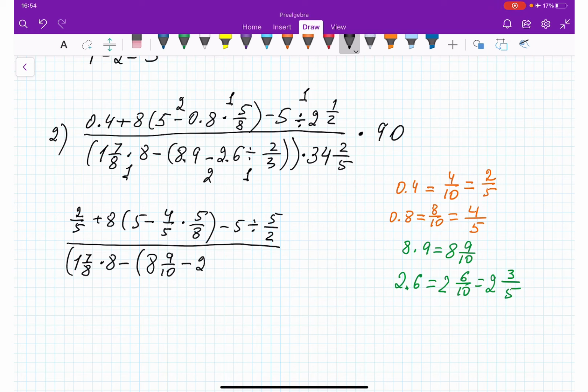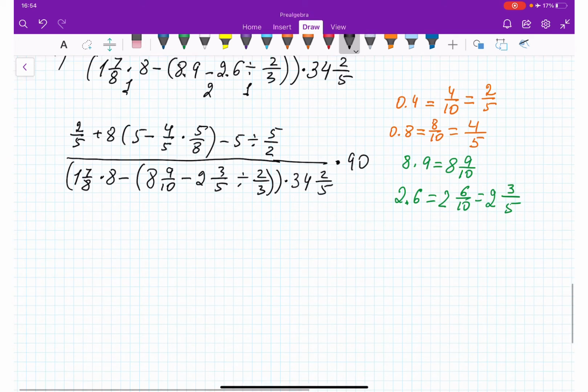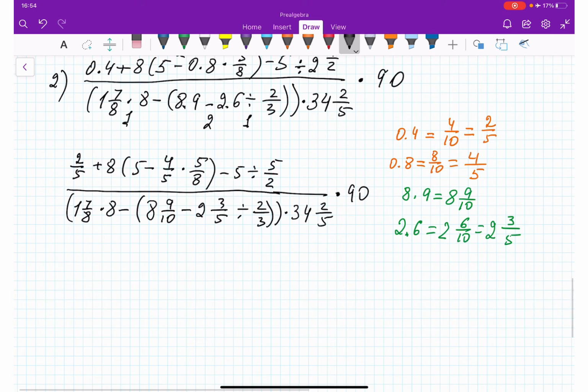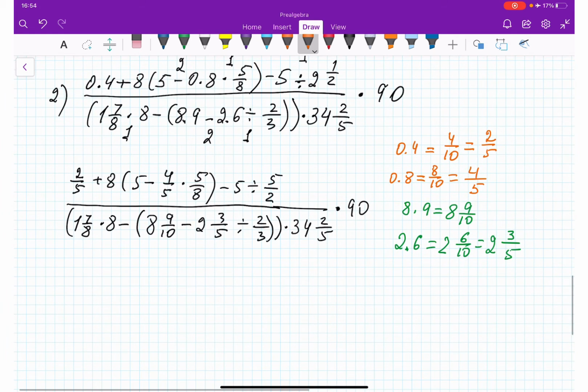minus 2.6 is going to be 2 and 3/5 divided by 2/3 times 34 and 2/5 and all these multiplied by 90. All right, let's start. So first thing, I'm going to multiply 4 times 5 times 5 times 8.